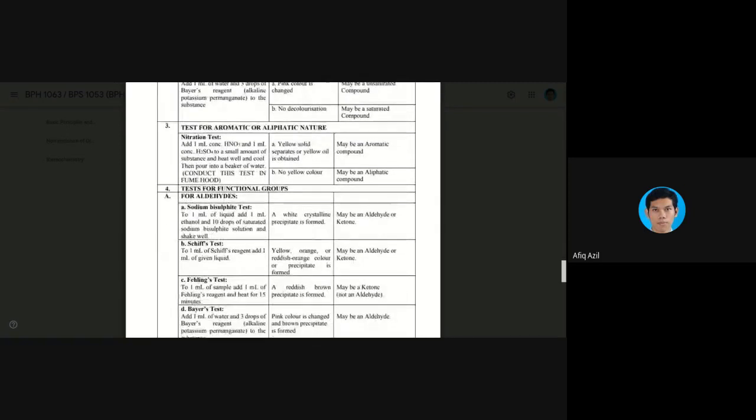And then the test for aromatic or aliphatic nature. This is to determine whether the compound contains a benzene ring, because if it's aromatic, then it definitely has a benzene ring. So there's only one test, which is the nitration test. But this test uses a lot of concentrated acid, concentrated nitric acid and sulfuric acid.